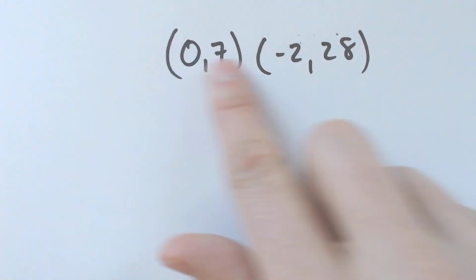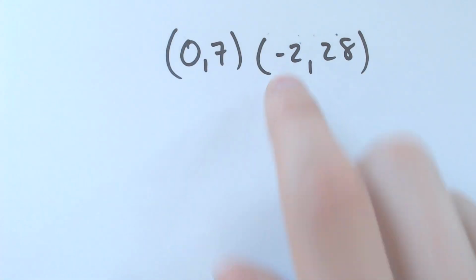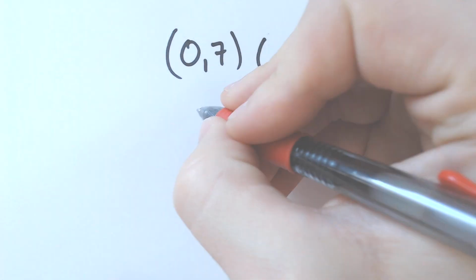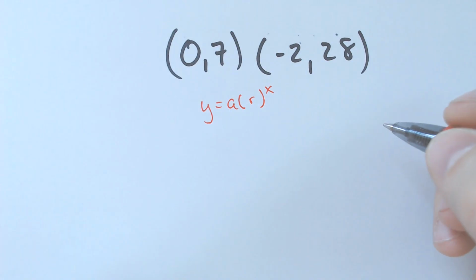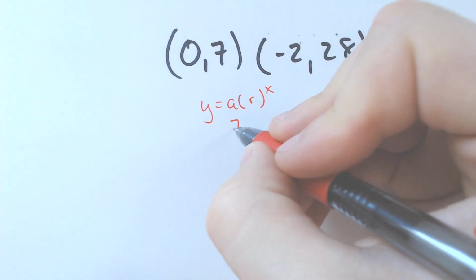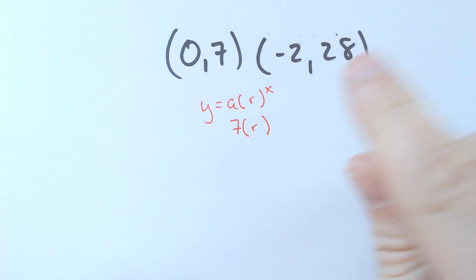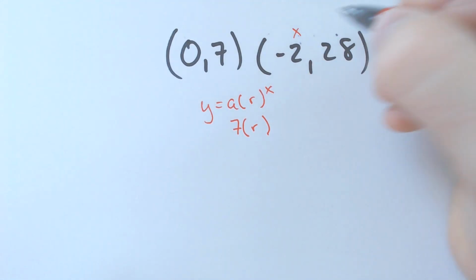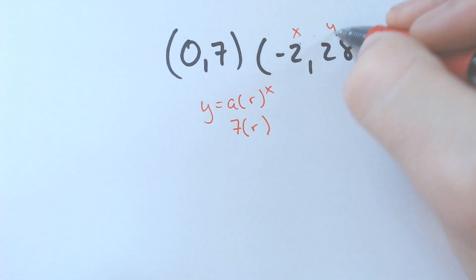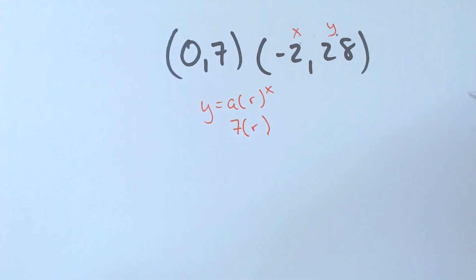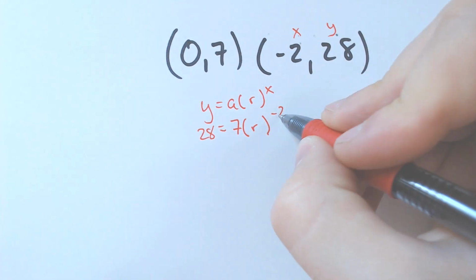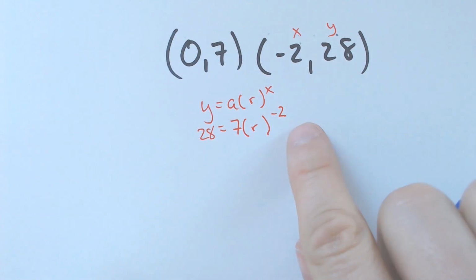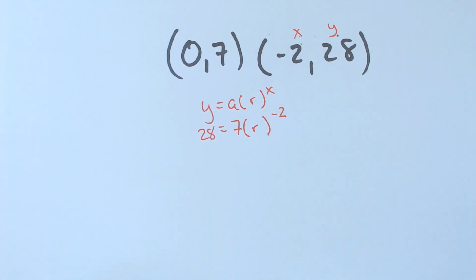So, here, big difference with it being a negative value there. We're going to still use the same formula, y equals a r to the x power. We're still going to plug in the 7 for the y-intercept. We're going to plug in the x value of negative 2 and the y value of 28. So the y value is 28. The x value is negative 2. That negative 2 is the big difference.